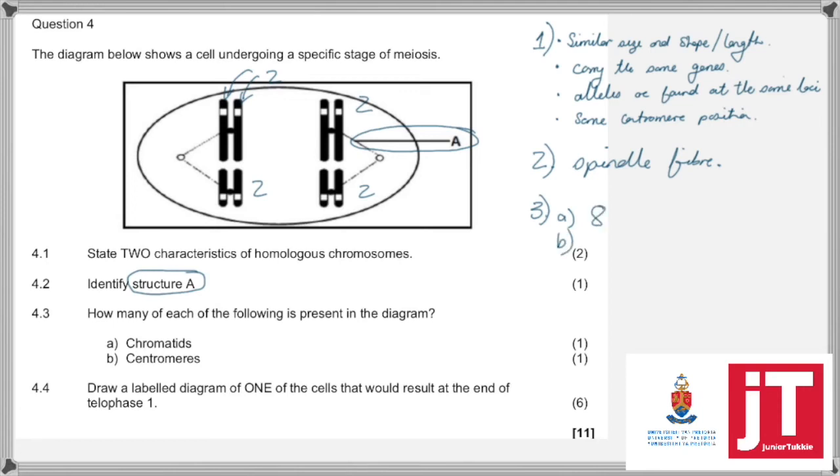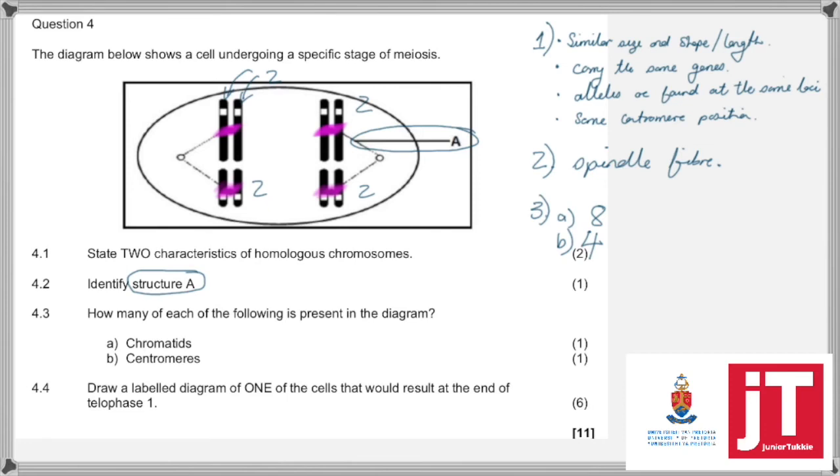8 chromatids. Now, how many centromeres do we count? Well, we can see that there they are. I've colored them in purple, and we have 4 centromeres. Now, question 4.4 is becoming more common in the exams that we see. It says, draw a labeled diagram of one of the cells that would result at the end of telophase 1. So now we're looking at the conclusion of meiosis 1 and not meiosis 2.